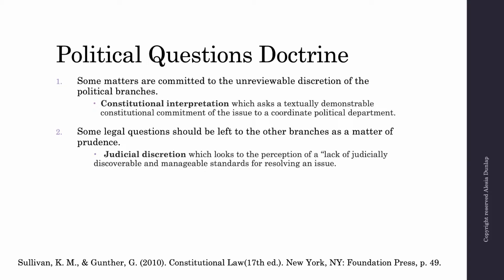And this goes to judicial discretion, which looks to the perception of the lack of judicially discoverable and manageable standards for resolving an issue. So constitutional interpretation is all about strictly looking at the Constitution, what it actually means based on how the founders believed it ought to be, while judicial discretion just gives it to the other branches to answer that particular question.